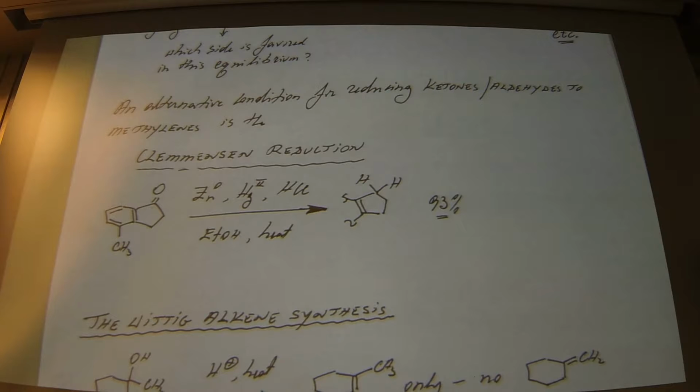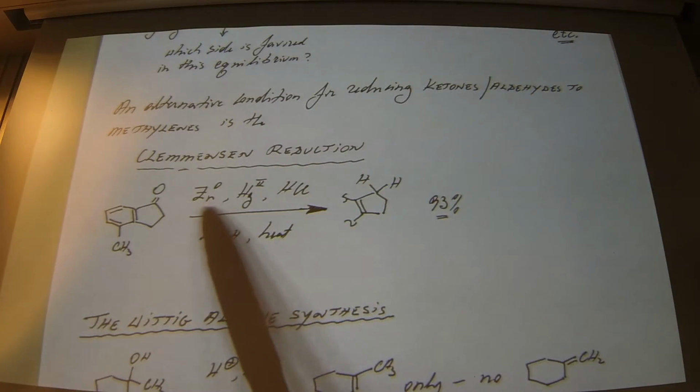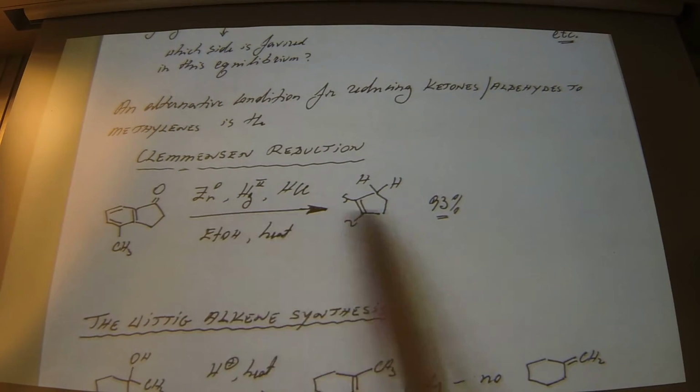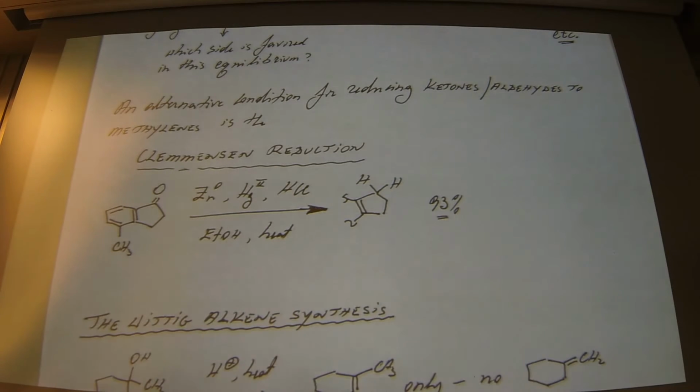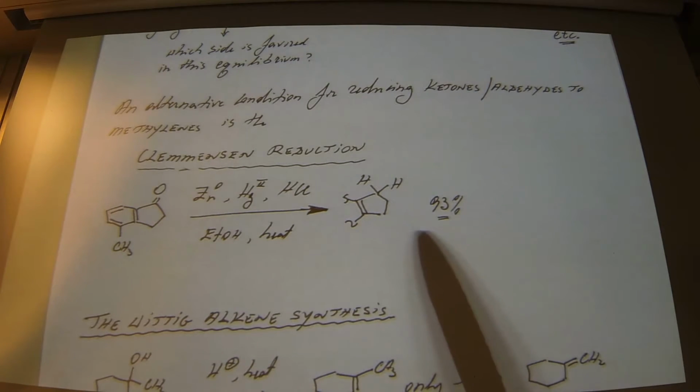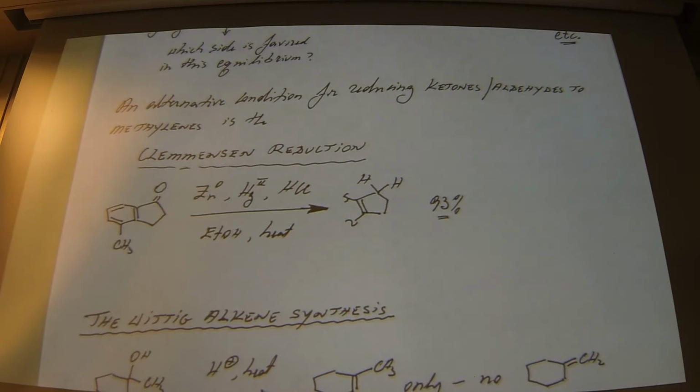The mercury gets reduced to mercury metal by the zinc. That mercury metal amalgamates the surface of the zinc. It just forms like a solution of zinc and mercury. That changes the structure of the surface of the zinc and makes it much more reactive, and then the acid-catalyzed reaction can take place to give you the product. The mechanism of this is fairly complicated. We don't need to talk about it.